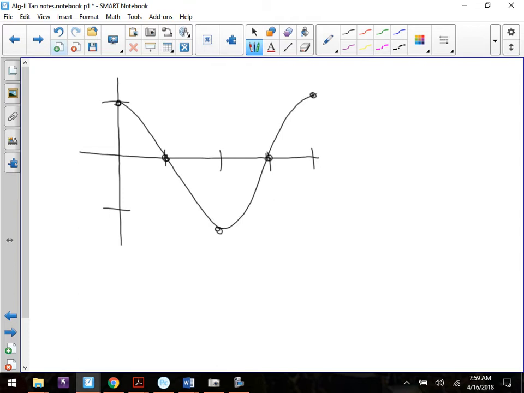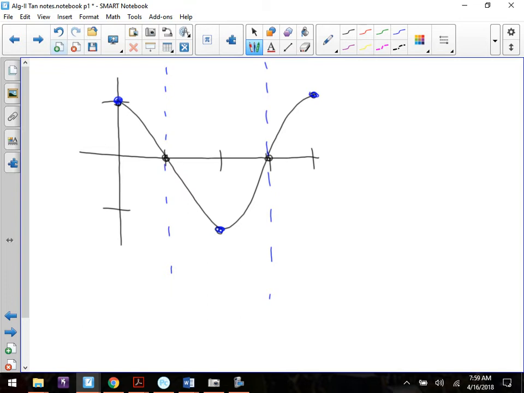Are we okay that that's a cosine graph? Yeah. So, what's the reciprocal of 1? It's 1, right? What's the reciprocal of 0? Undefined. What's the reciprocal of -1? -1. Reciprocal of 0? And then the reciprocal of 1? 1.